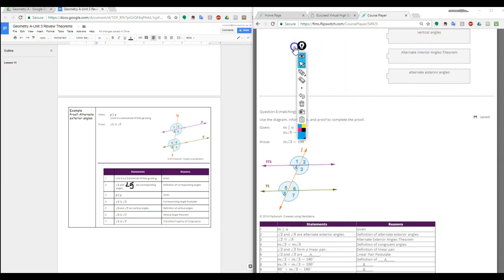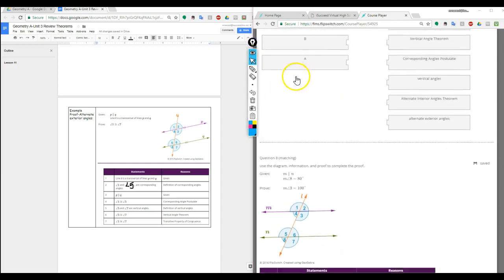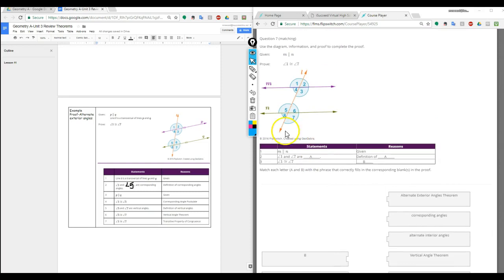Now question 9. Use the diagram, information, and proof to complete the proof. Line M is parallel to line N. Angle 1 is congruent to angle 7. So if we notice M is parallel to N, that's given. Angle 1 and angle 7 are blank, definition of blank.